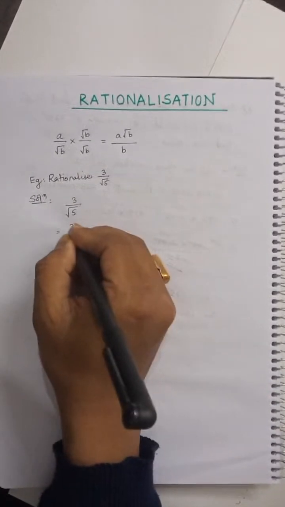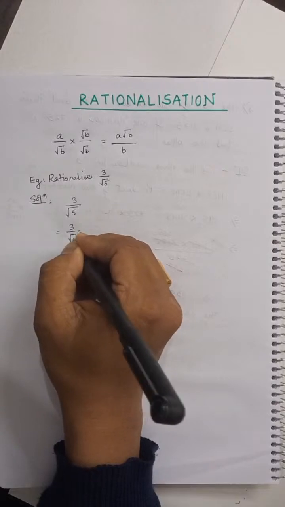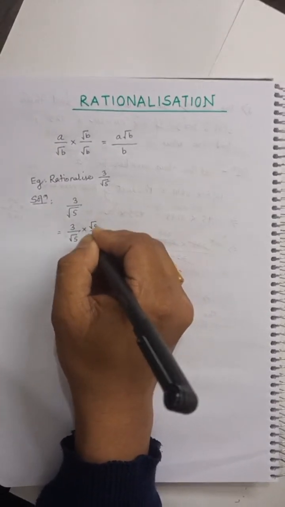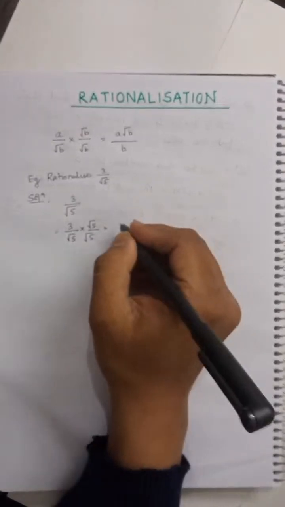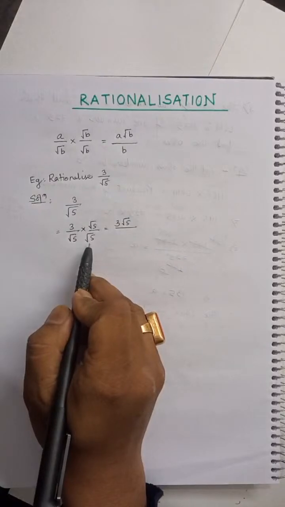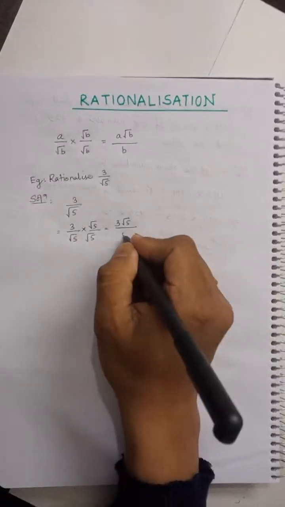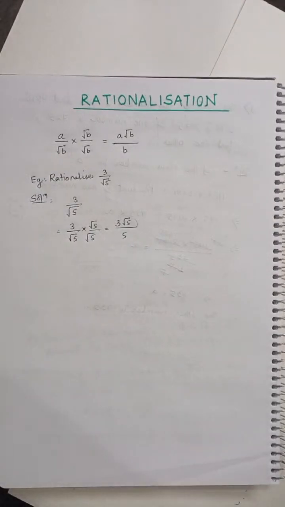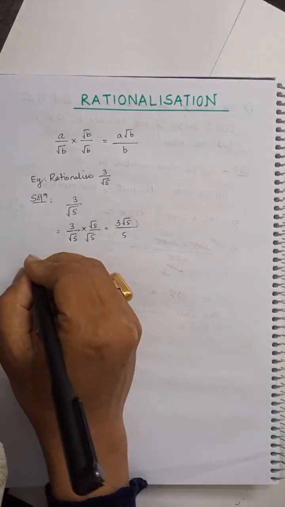Just like we have discussed in the example, we'll multiply it by root over 5. So our answer will be 3 root over 5, and root over 5 multiplied by root over 5 is 5. So this is our rationalized form. So this was in fact very easy. We'll do a few more questions.